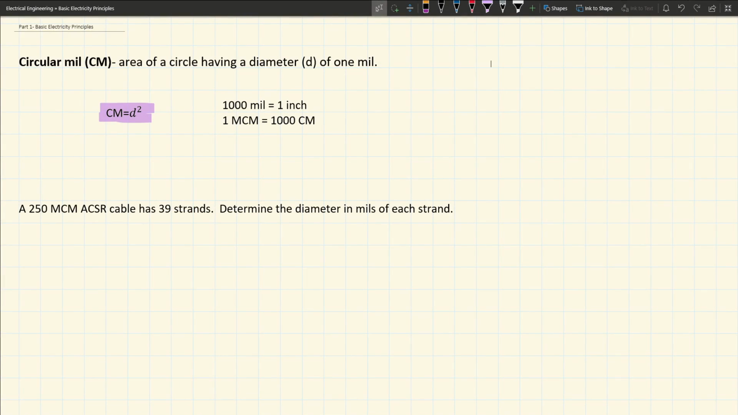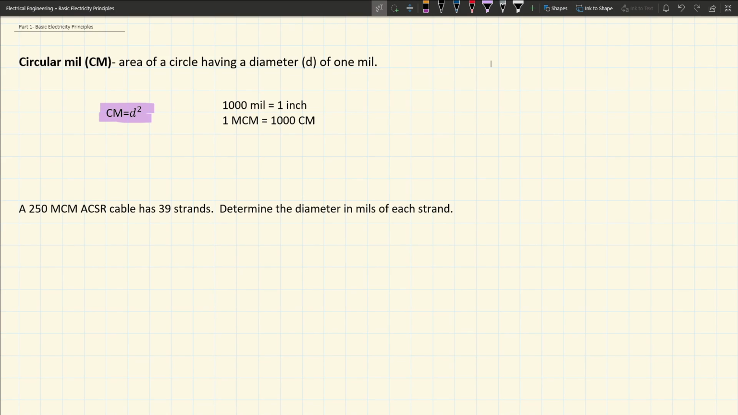Circular mil or cm. It is the area of a circle having a diameter of 1 mil. Please take note of the unit conversion: 1000 mil is equal to 1 inch. 1 mcm is equal to 1000 cm. Our formula: cm is equal to d squared. Let's try solving this sample problem.